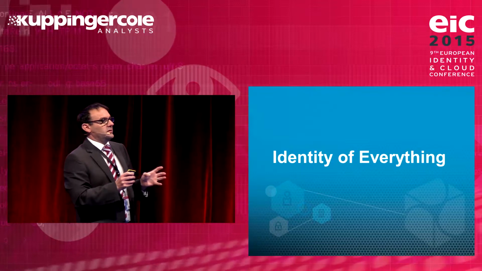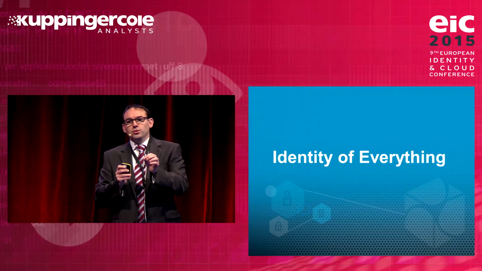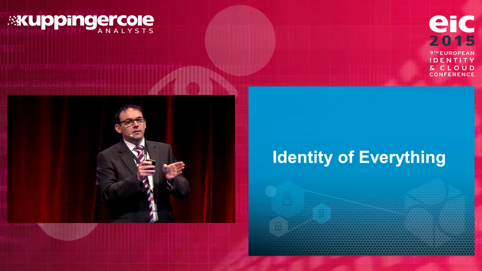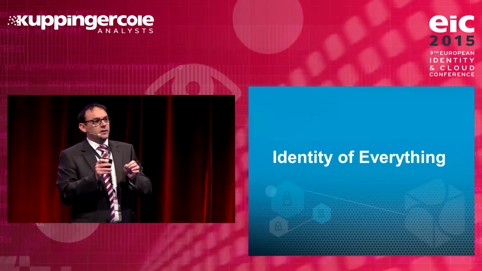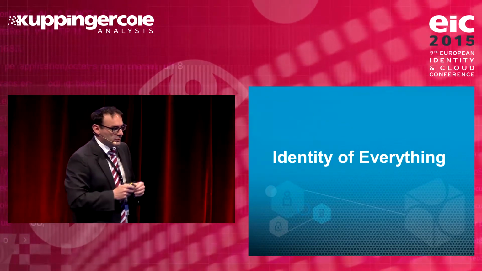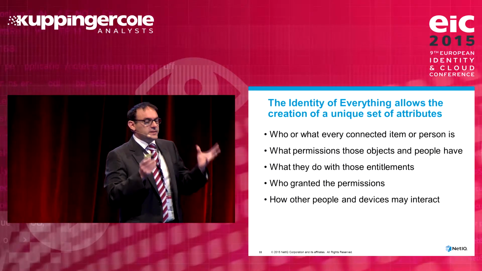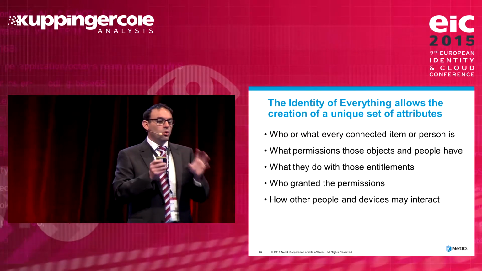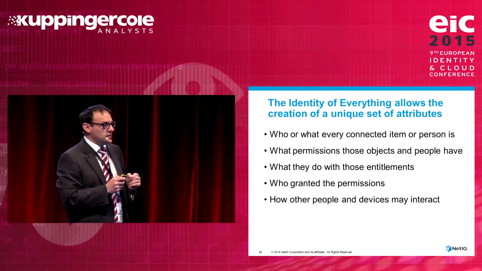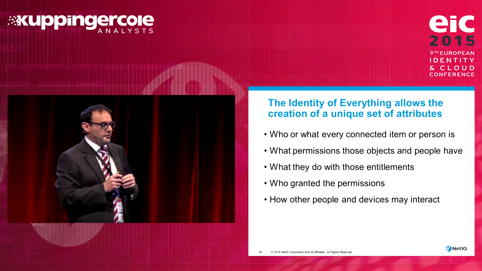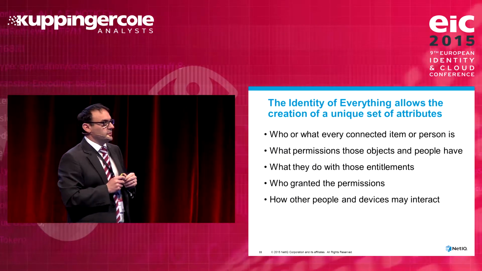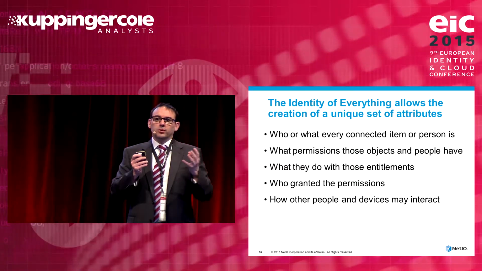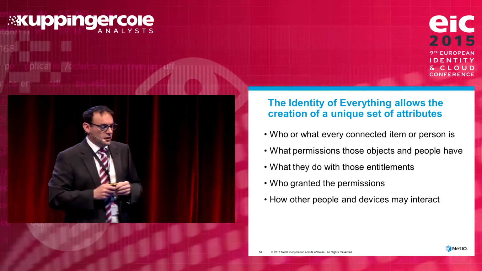And we need that identity of everything, because what we need to be able to do is ascribe behavior to the things, we need to be able to track that behavior, and we need to understand and identify when that behavior is normal or abnormal. So, the identity of everything allows us to assign these attributes so we can really start to understand who or what the connected item or person is, what permissions and entitlements they have, what they are doing with those entitlements, and who granted the permissions in the first place. And we can then start to determine how other people and other devices can interact with us.